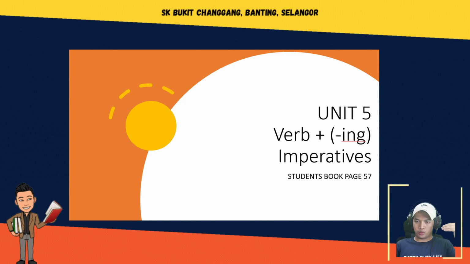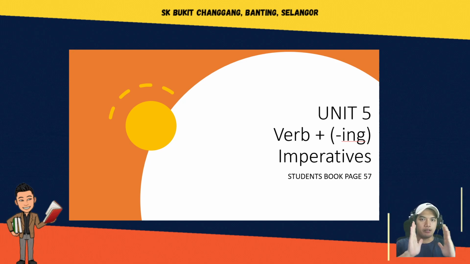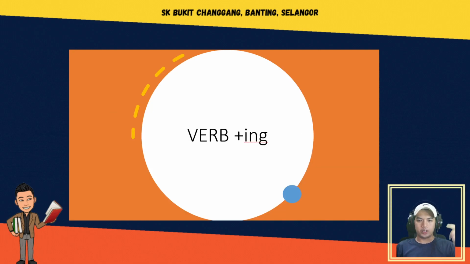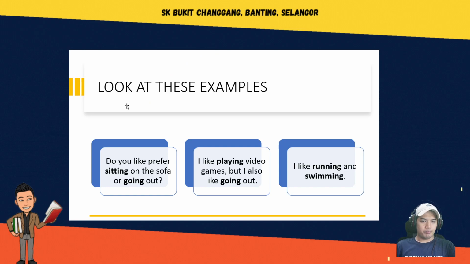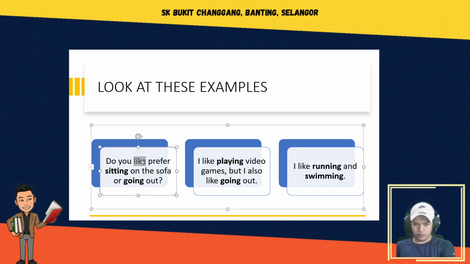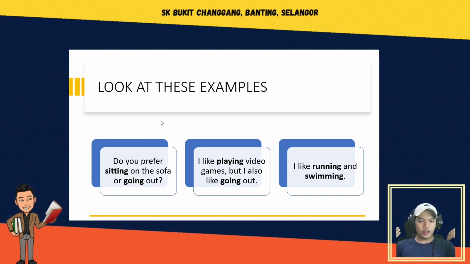But this one, we just want to focus on the verb itself, which means, for example, sleep will be sleeping, run will be running, sit will be sitting. So let's look at the first part. Before that, let's look at this example. Number one, do you prefer sitting on the sofa? Let me do the correction. Do you prefer sitting on the sofa or going up?